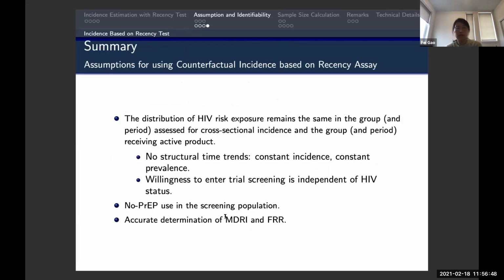To summarize, here I have a slide trying to summarize what kind of assumptions we're making to use this counterfactual incidence based on the recency assay.